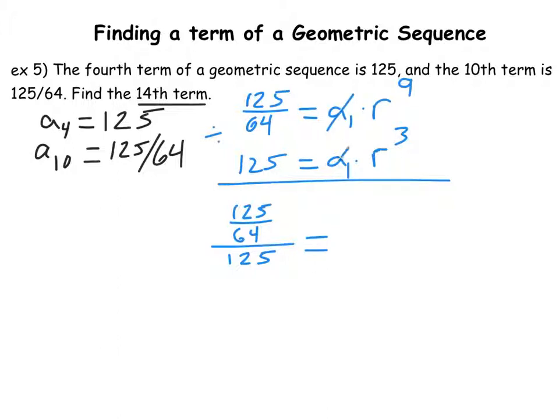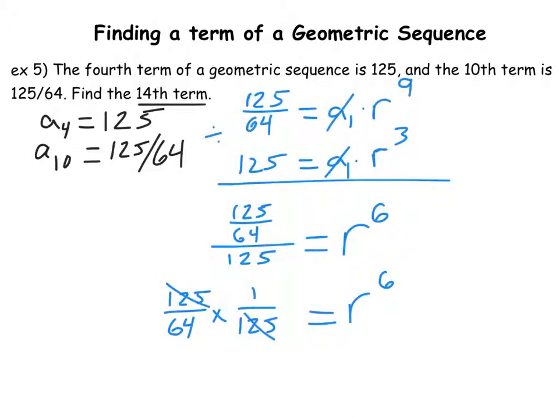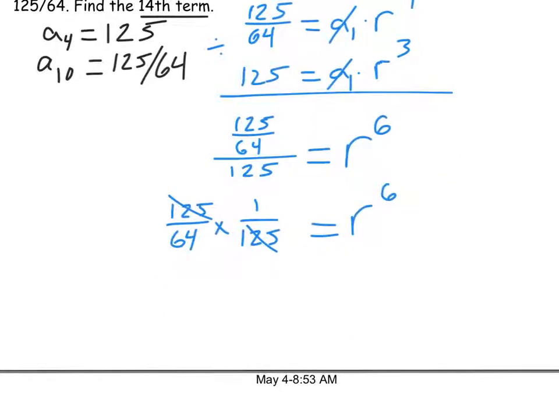A sub 1 is awesome, as a sub 1 divided by a sub 1 is 1. Property of exponents here, same base, and I'm dividing, so I'll subtract those. And we get this, r to the 6th power. So I'm going to have 125 over 64. I can multiply by 125, and those will cancel. This wouldn't be quite as tedious if I wasn't dealing with fractions, but that's all right. And that gives us this. r is the 6th root of 1 over 64.